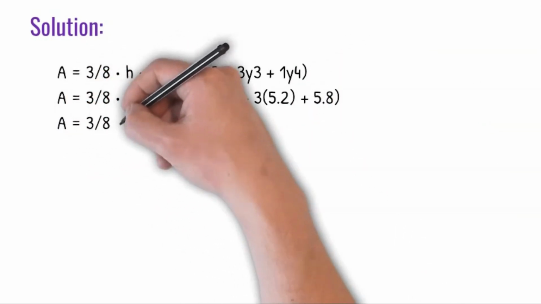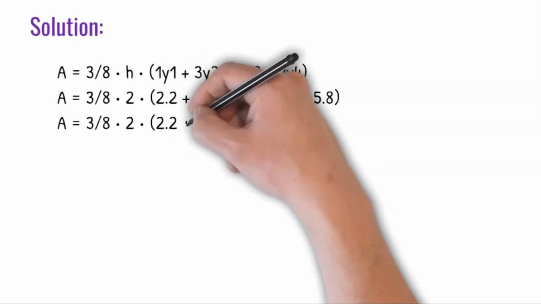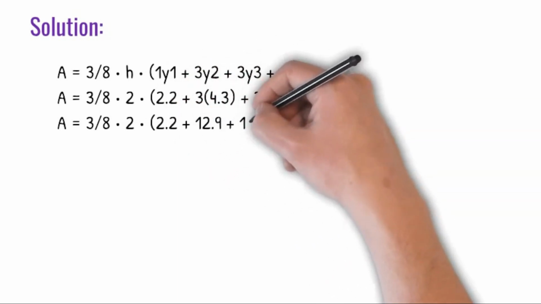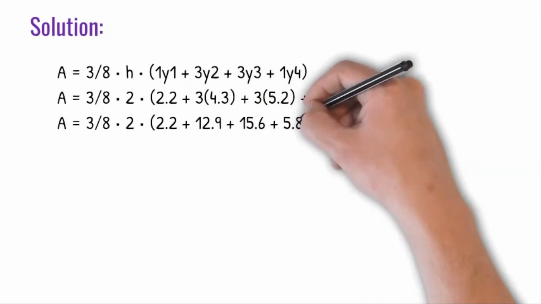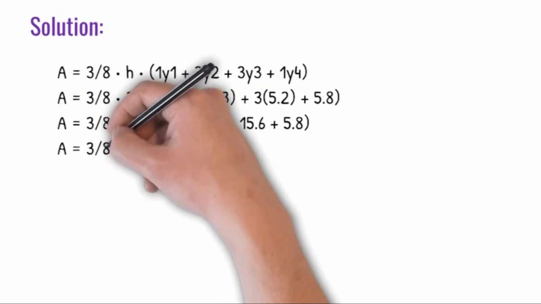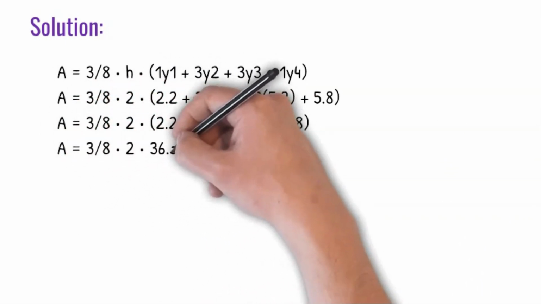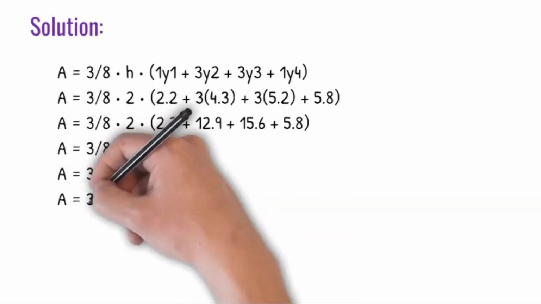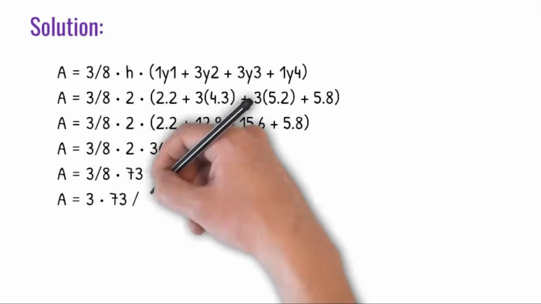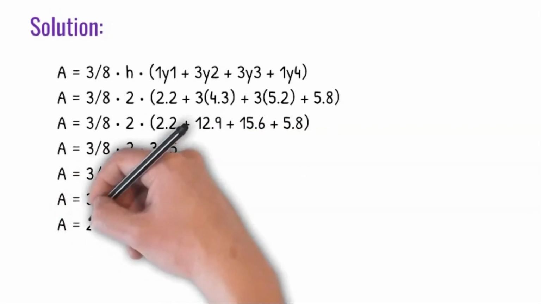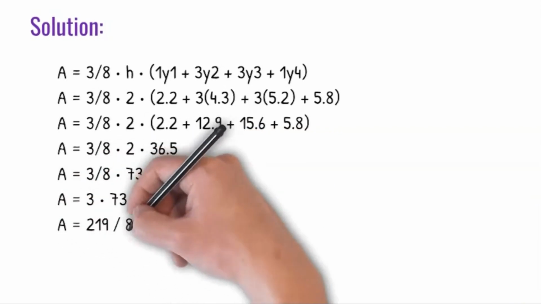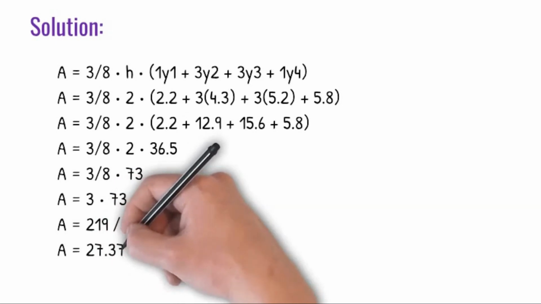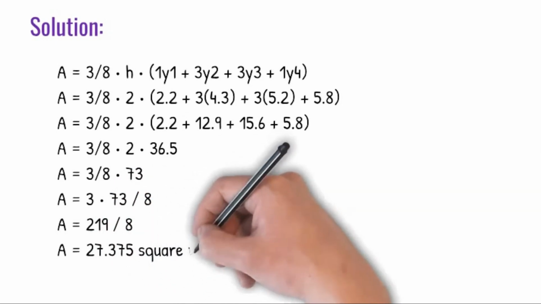Area equals 3/8 times 2 times the sum of 2.2 plus 12.9 plus 15.6 plus 5.8. Equals 3/8 times 2 times 36.5. Area equals 3/8 times 73. Rearranged now as area equals 3 times 73 divided by 8. That is, area equals 219 divided by 8. Area will be 27.375 square units.